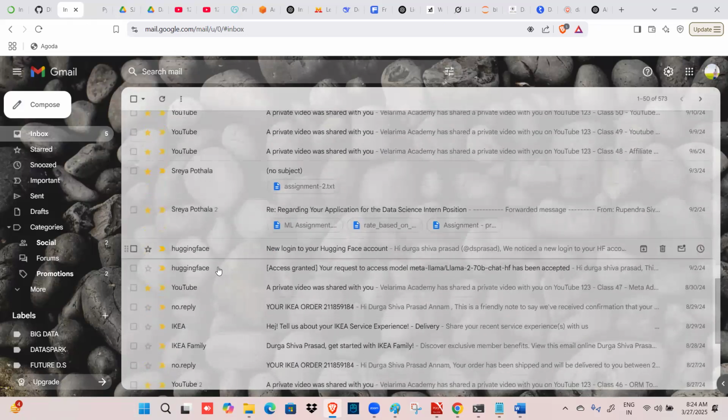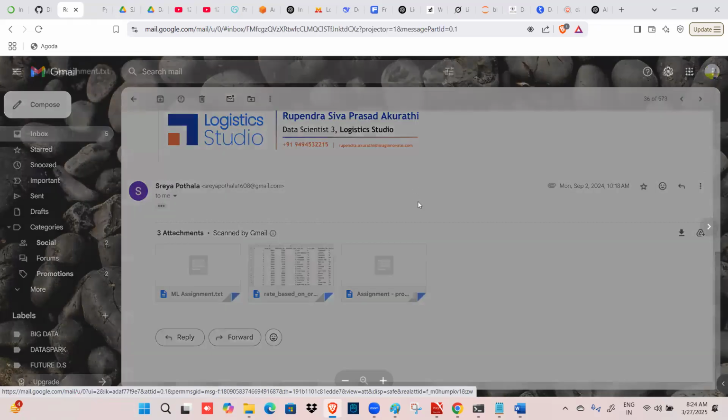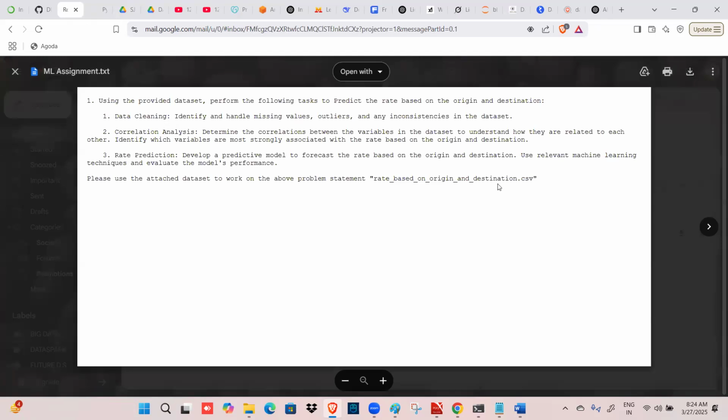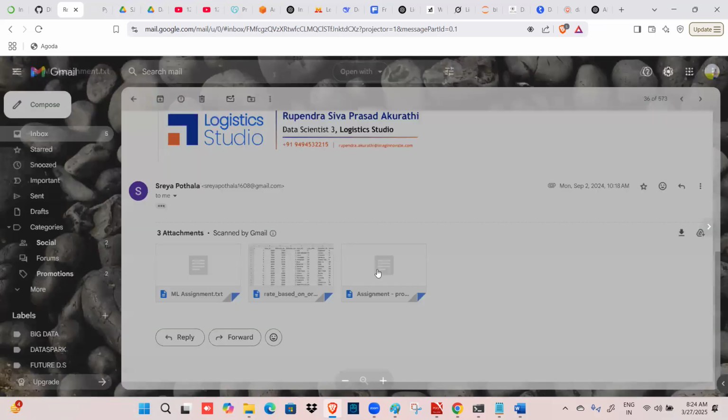And the next one, here you can see another one. Here, machine learning assignment. They asked to develop one of the ML assignments, where they gave the data set and asked to follow data cleansing, correlation analysis, and data analysis concepts. And after that, rate prediction, using any ML model to build an application, and come up with the solution. So that kind of answer they have written.